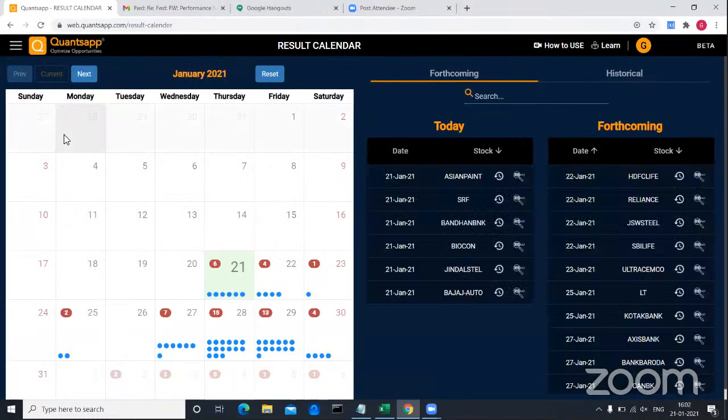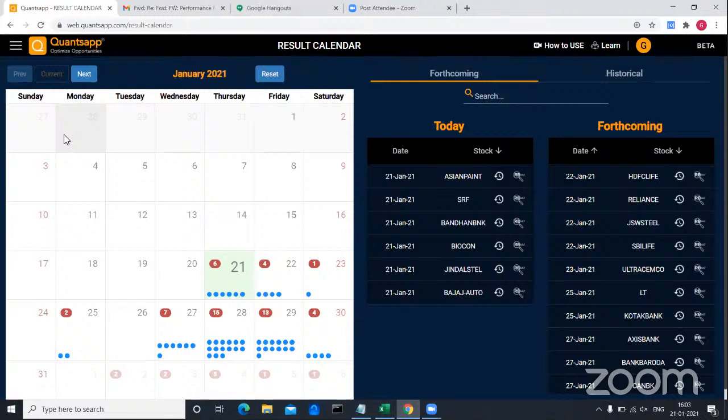It's basically a tool that guides you through which results are going to be announced. One thing is that the concept covers only derivatives. If you want to look for any non-FNO stocks, you won't get the details here. Everything in the calendar or any of the tools is related to derivatives, so it would take you to the options or the futures data.